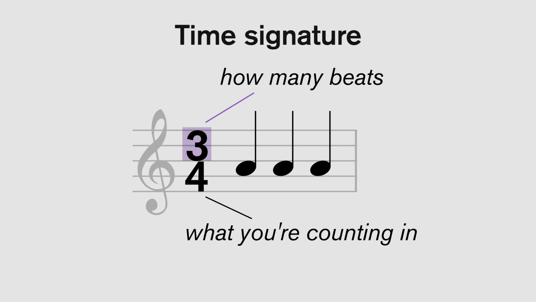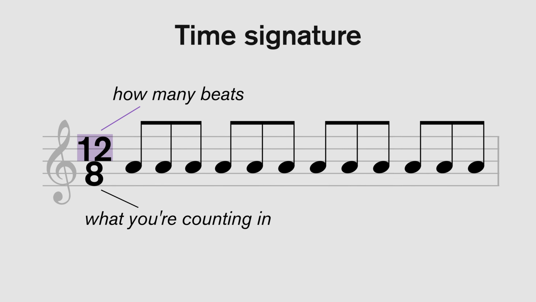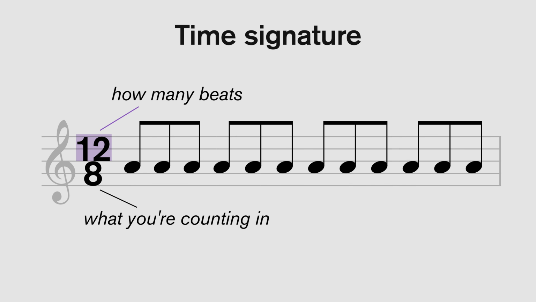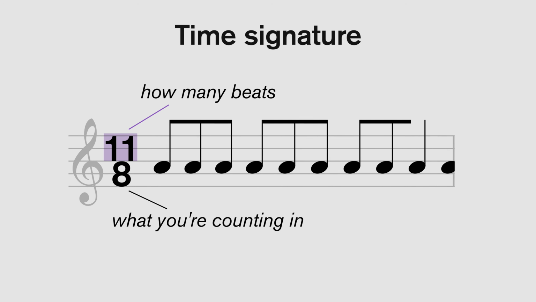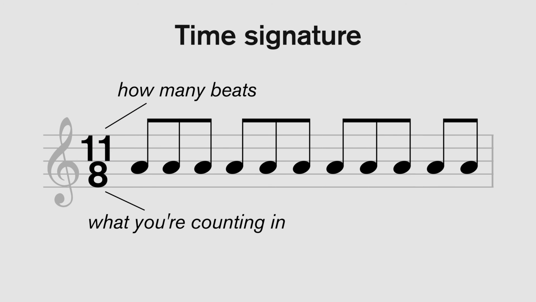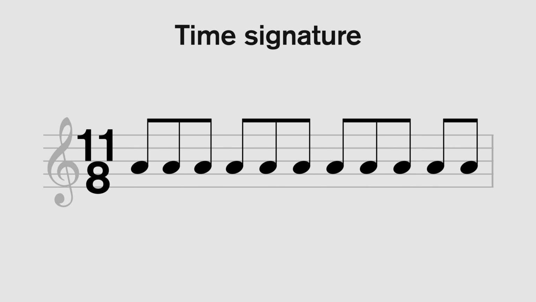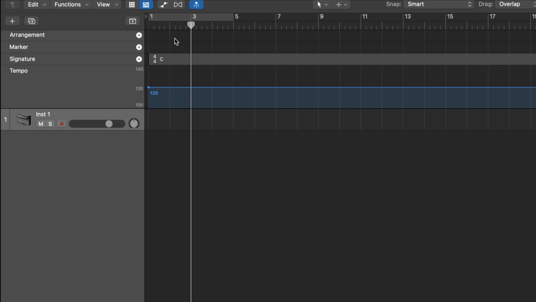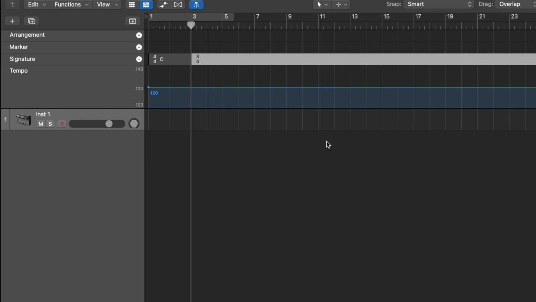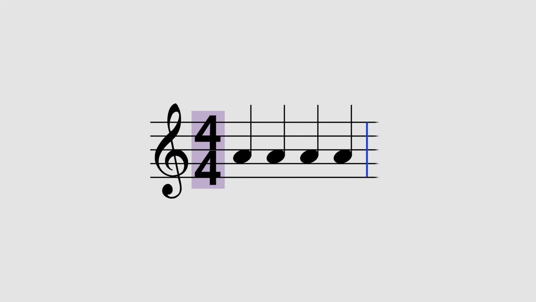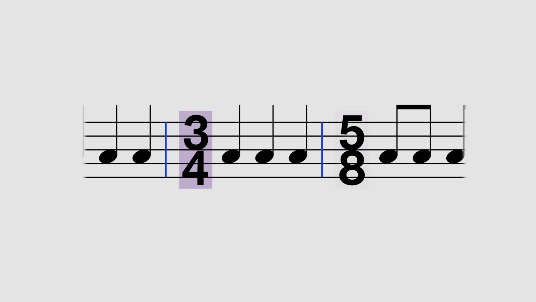So 3/4 means 3 quarter notes in the bar. 12/8 is 12 eighth notes in the bar. And on top, you can really have any number. For example, 7/4 or 11/8. You write the time signature at the beginning of your score like this, or you can set it in your DAW like this. The time signature doesn't have to be the same throughout your piece. It can change any number of times. For example, you could start in 4/4, then have a section in 3/4, and end in 5/8.